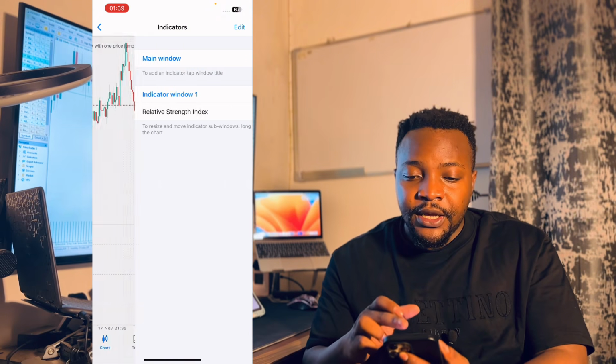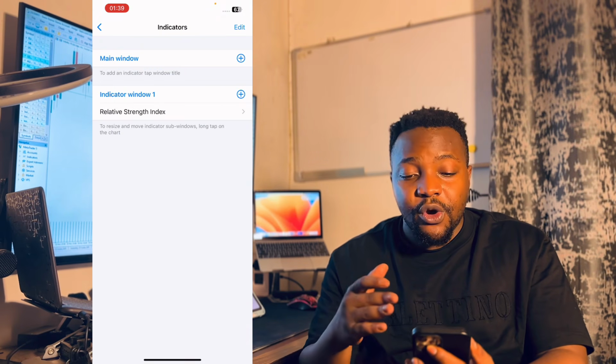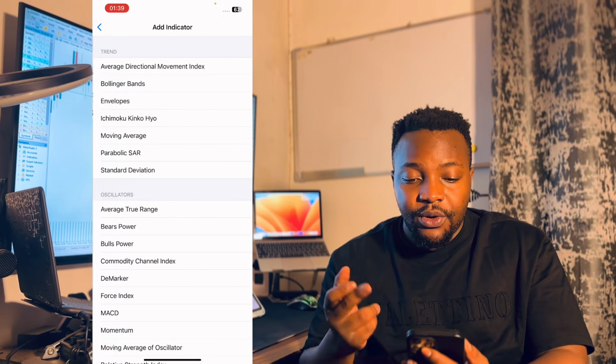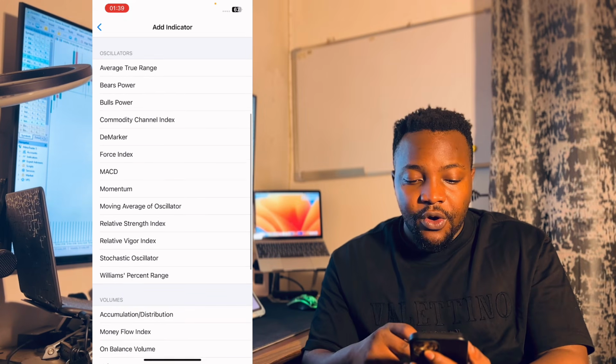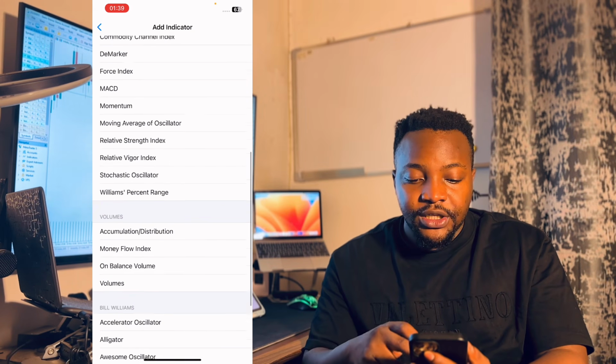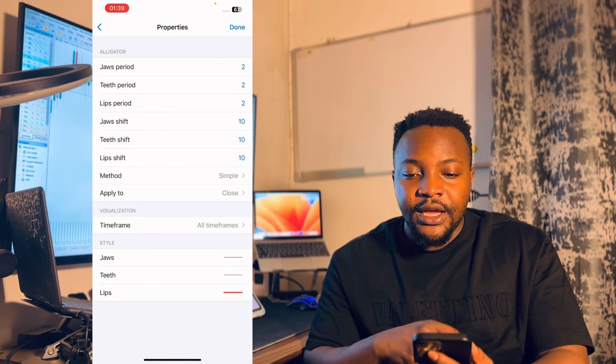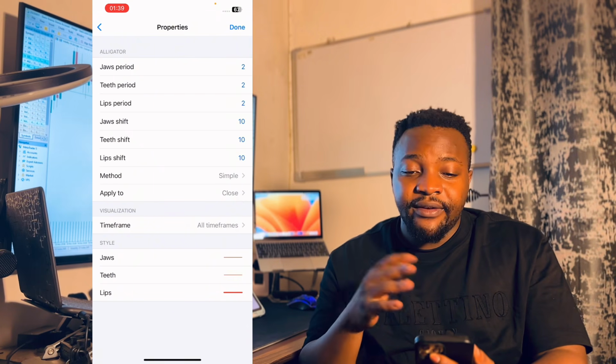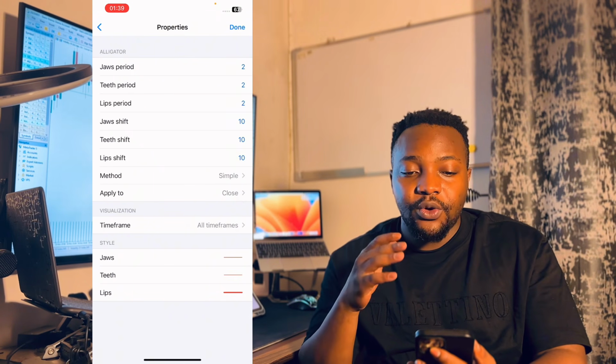And I'm going to go back to my indicator section. This time around, I'm going to click on indicator window 1, then we'll click on the next indicator, which is the alligator. Okay, now this alligator is going to have the following properties that you see on the screen.